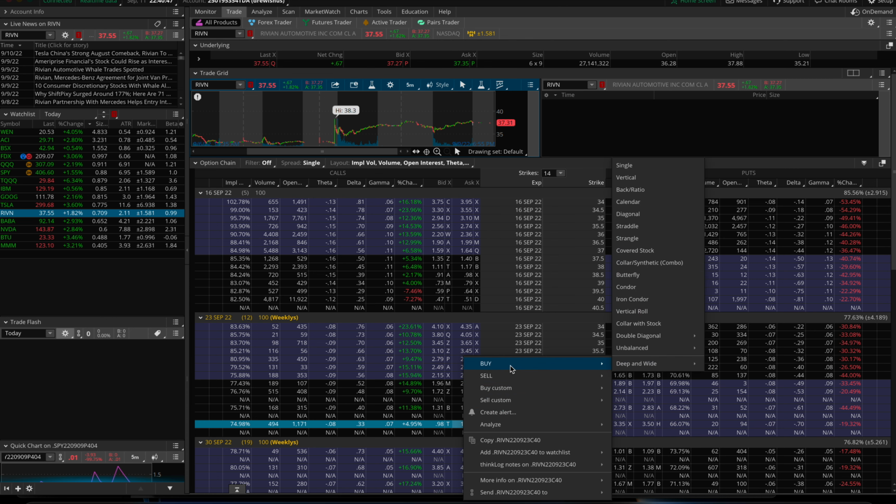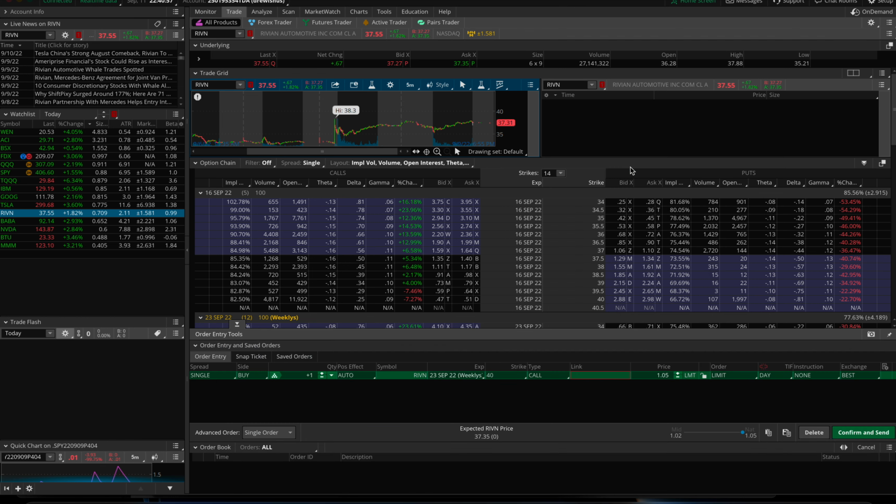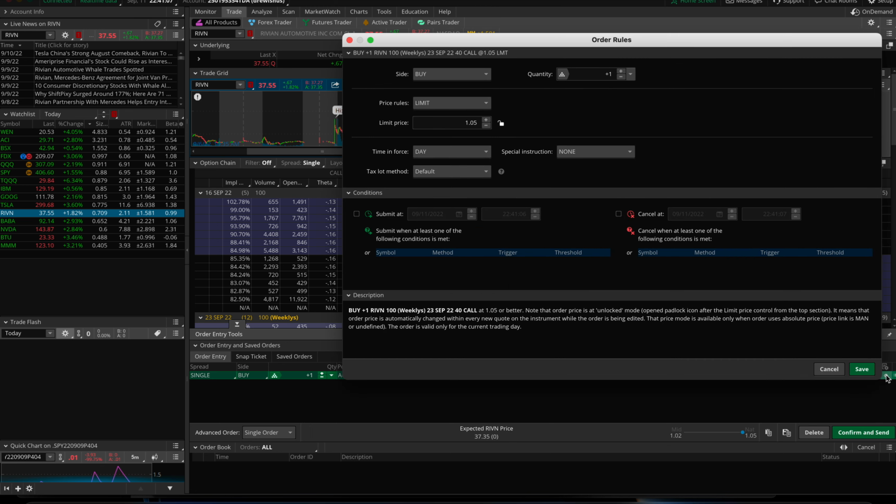So we're going to go through a couple different things. One, just setting the conditional order. Then we're going to come back and we're going to set an OCO conditional order. But we're just going to start here with the basic. So if I just want to buy a single contract in ThinkorSwim, that brings up this interface here, the order entry tools. And way over here on the side, there's this little gear. And if we click on that gear, it brings up this order rules where you can ask TOS to do all sorts of different stuff. You can say, hey, I only want to take this if it happens after a certain time. I only want to take it if SPY is above its current level.